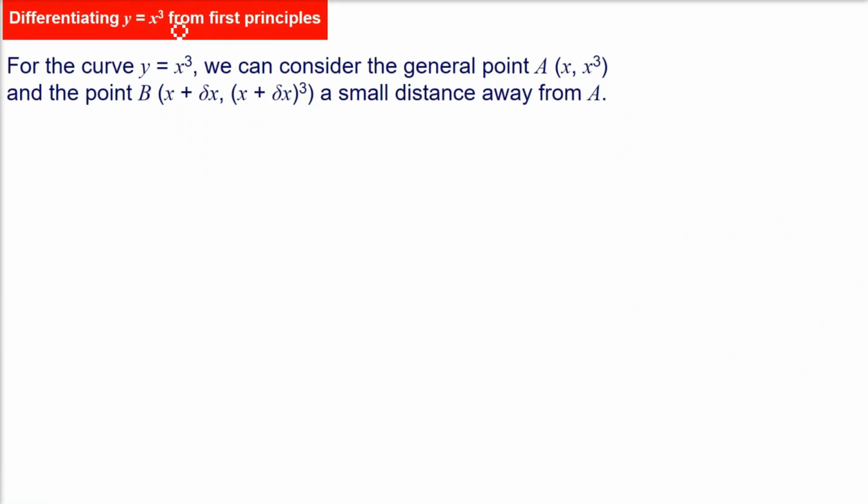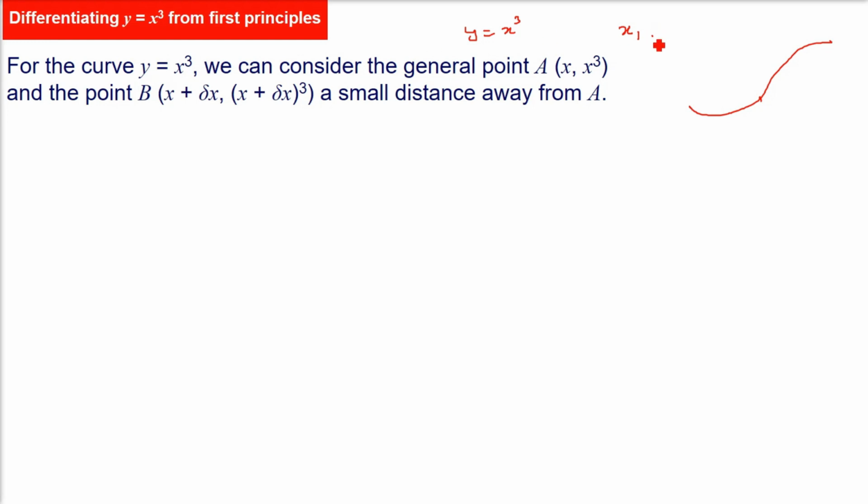y equals x cube. Now this is also a polynomial called a cubic function. So how do we differentiate it? And what is the first principle? How do we apply it on it? So y equals x cube, I am just making a random curve.